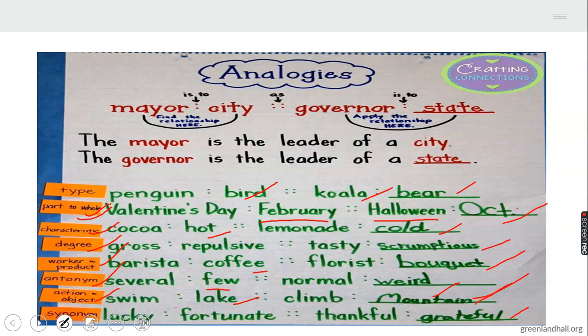Then we have degree. How much something is. Tasty. Wow. The food is sumptuous. When you talk about something, sometimes the thing is tasty, but when it's gross, it's repulsive. You don't want to hear the smell, it's not giving a very good smell.